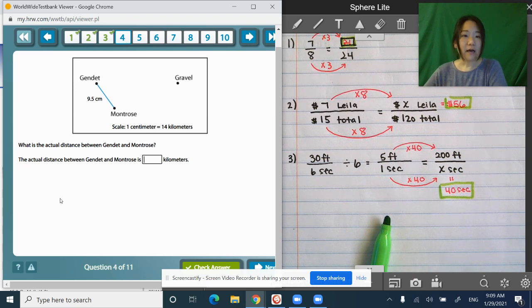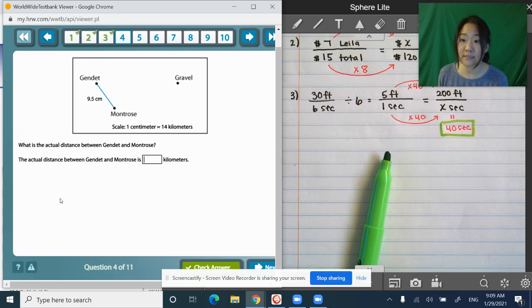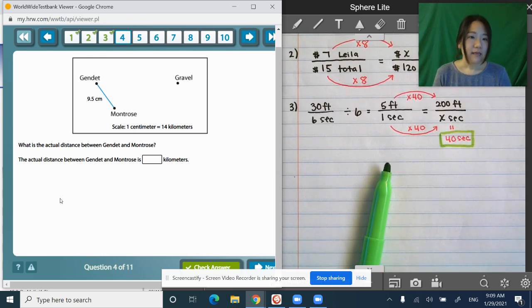Okay. All right. We had a map that looks just like this in our lesson notes. We have a map here. And the question says, what is the actual distance between these two places here? The actual distance is blank kilometers. So I know that on the map the distance is 9 and 5/10 centimeters. And here I have the scale. 1 centimeter is equivalent to 14 kilometers in actual distance.